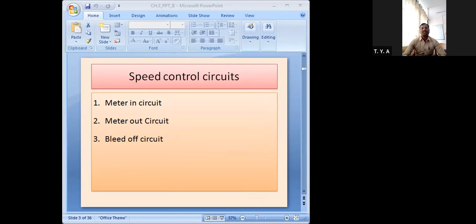In the last lecture, that is yesterday, we discussed what is meant by a hydraulic circuit. Then we discussed some simple circuits, and before starting those, we revised the different symbols which are used in hydraulic circuits. Now today we'll start with another circuit, that is the speed control circuit.